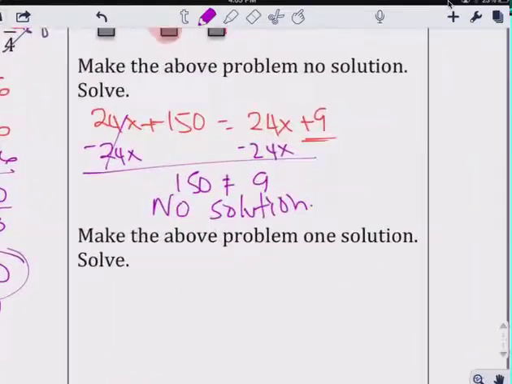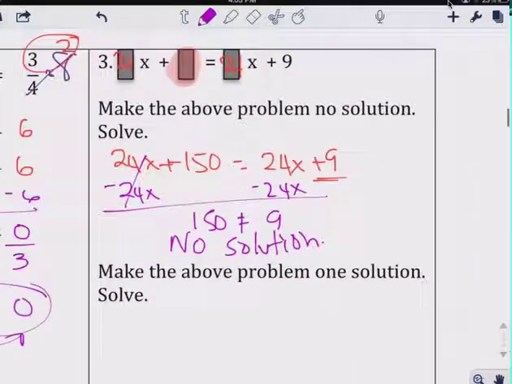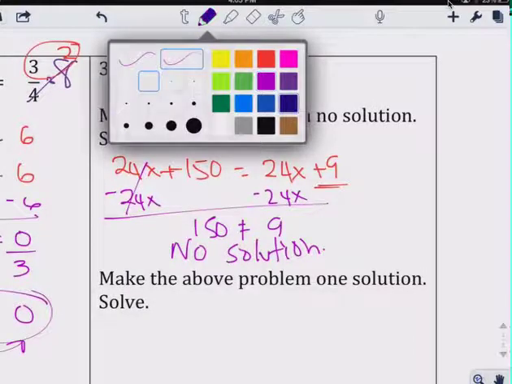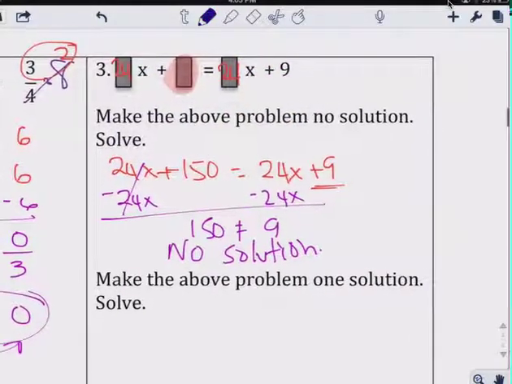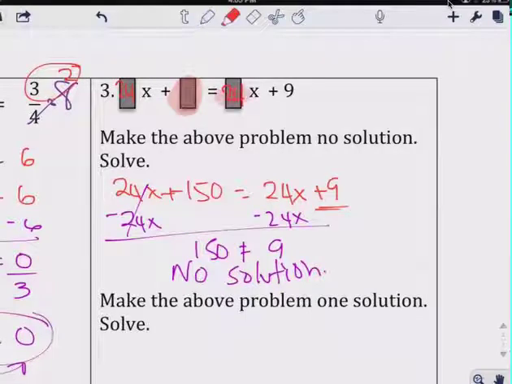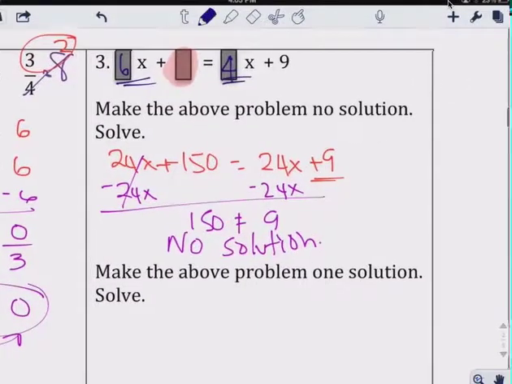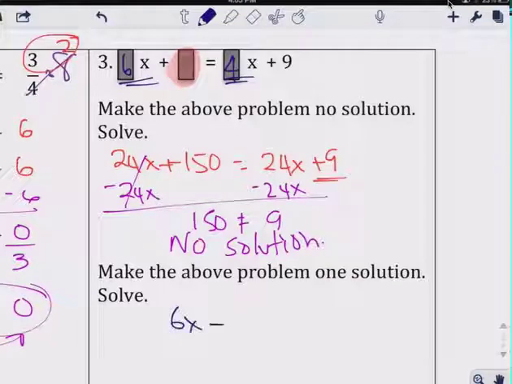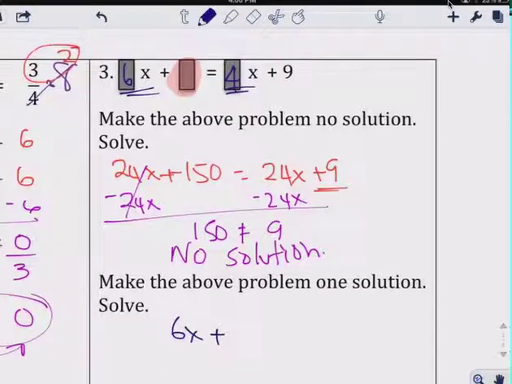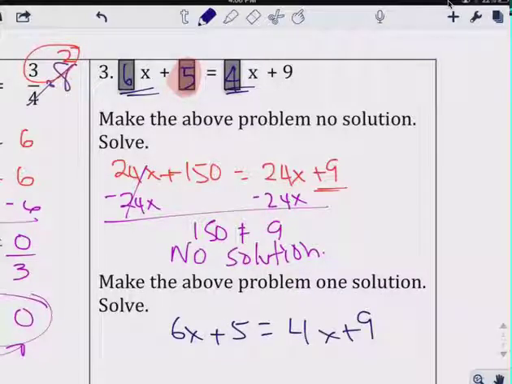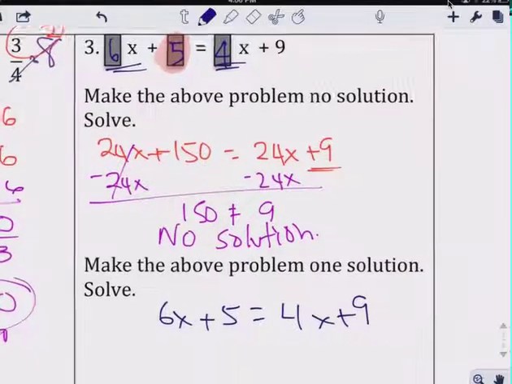Make the above one solution. One solution is when the variables are different. So if I make this right here 6x, one solution, this has to be different. So 4x. I'm going to make it different. So you got 6x plus any number I want, 5, let's say plus 5, equals 4x plus 9. They're all different. One solution, they're all different. None of them are the same.